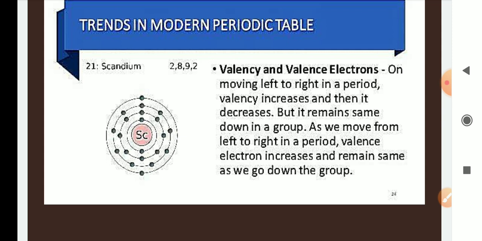Suppose consider period 2. Lithium has atomic number 3, so its outermost shell contains 1 electron, 2 comma 1. Beryllium has atomic number 4, and its outermost shell contains 2 electrons, that means 1 electron increased. Next, boron contains 3 electrons in the outermost shell, again increased by 1. In carbon, 2 comma 4, again increased by 1. Nitrogen, atomic number 7, 2 comma 5, again increased by 1. Like this, in the outermost shell 1 electron is added each time.